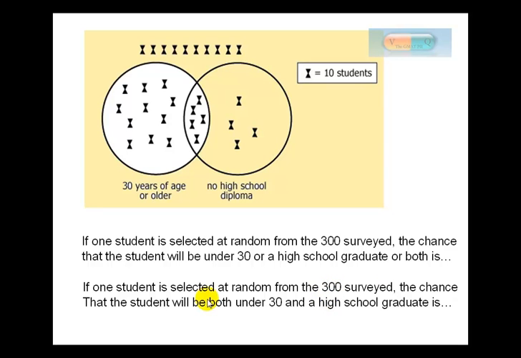100, the chance that the student will be both under 30. Under 30 again means this shaded area outside of this first circle. That it's under 30 and a high school graduate. Well, these are the ones that are not high school graduates. That means the ones that are high school graduates are the ones outside of this circle, right?